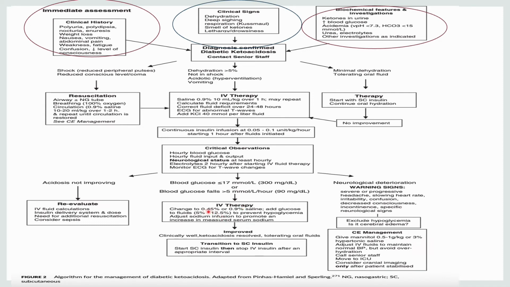Initially you can add 5% dextrose, then as the fall goes on, you can increase to 10%, 12.5%. And if the child has improved, the pH has improved, and the child is tolerating oral food, then you can switch the intravenous insulin infusion to subcutaneous insulin. And if you see any neurological deterioration, then you have to go to the management of cerebral edema. I'll tell in the next class.